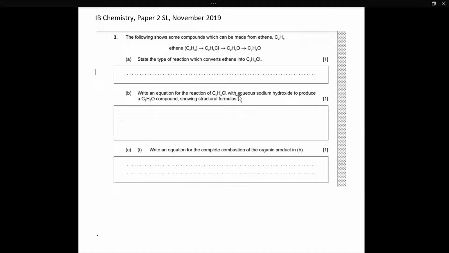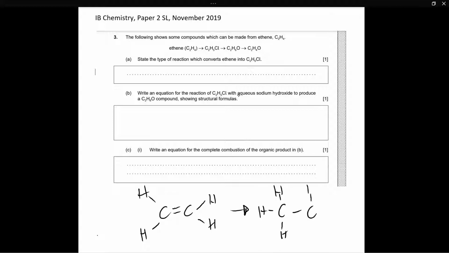Now, as you can see, ethene is an alkene, meaning there is a double bond between the carbons. Now, in order for it to be converted into this molecule, C2H5Cl, you can see that the double bond is being broken and you are adding a hydrogen and a chlorine. Therefore, this type of reaction is called an electrophilic addition reaction. I'm just going to type it out because my handwriting is absolutely terrible. So it's called an electrophilic addition reaction.